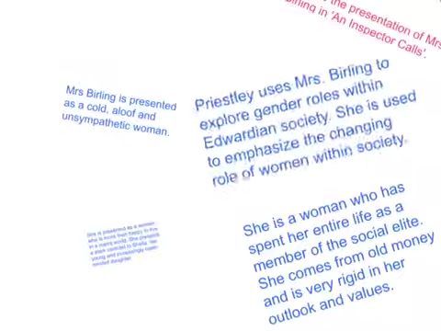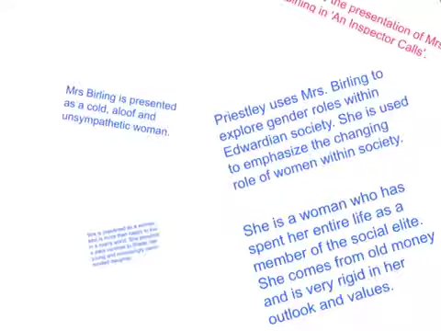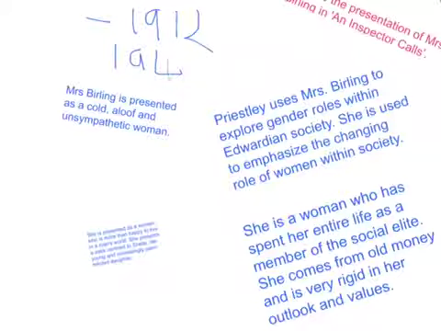Here's another one. Priestley uses Mrs. Birling to explore gender roles within Edwardian society. She is used to emphasise the changing role of women within society. So we know that the play is set in 1912. And we know that by the time it was first performed in 1946, a lot had happened to alter the role of women within society. Now, I will go on to context after I've walked you through these 4 body paragraphs, so stay with me if you would like to learn more about that.